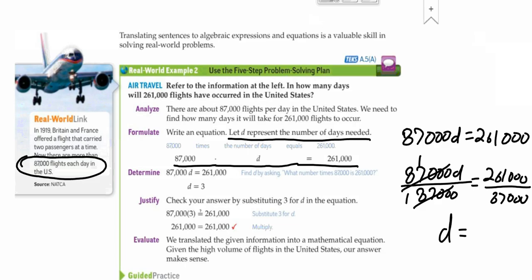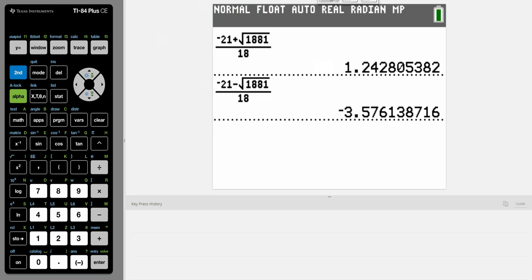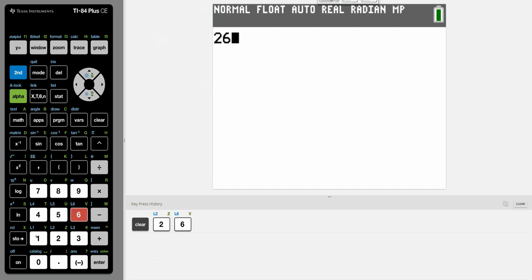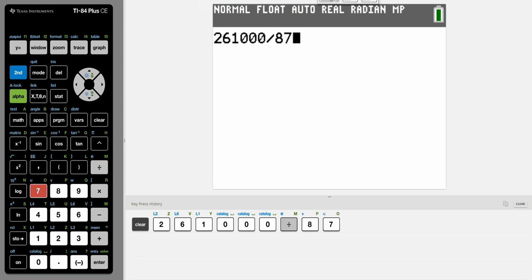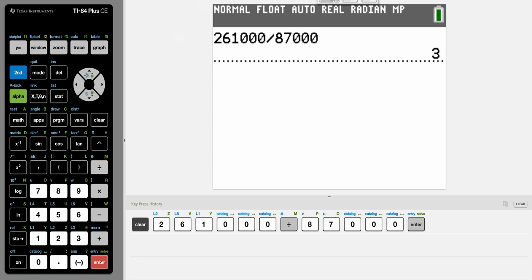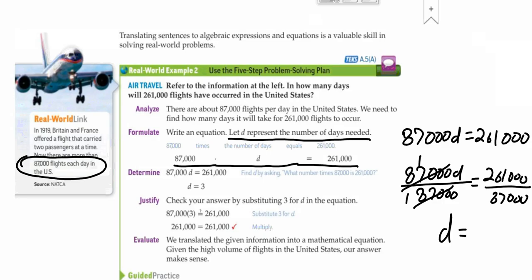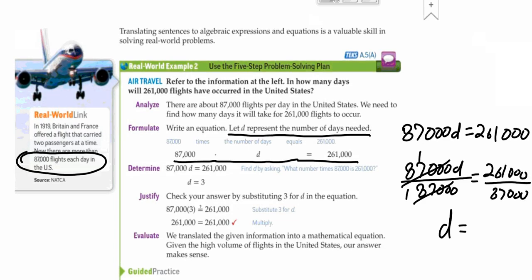So I could use a regular calculator or the graphing calculator. I'm going to use the graphing calculator here. And the reason I'm doing this is to show you, if you're using the graphing calculator, you do not use the comma. 261,000 divided by 87,000. Oh, there's our answer. All right, and the answer is not D equals 3. The answer is it will take 3 days. That's the answer to the problem.